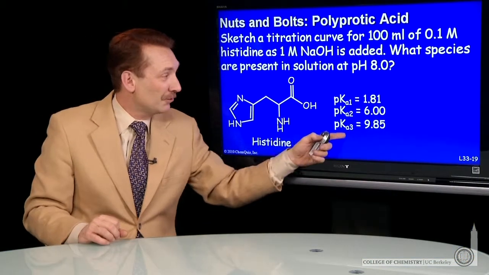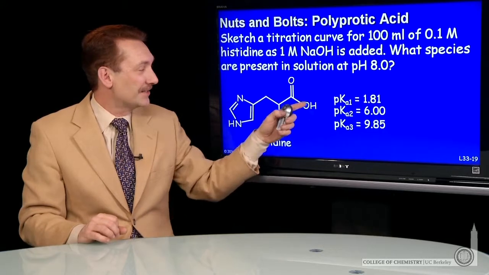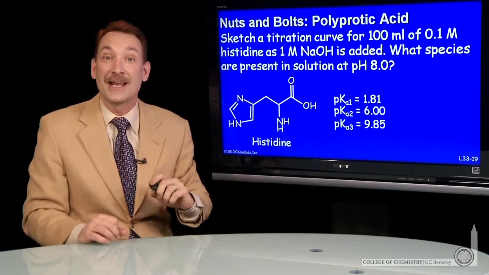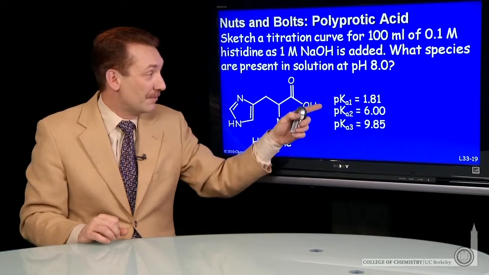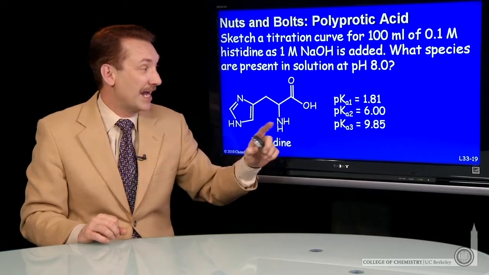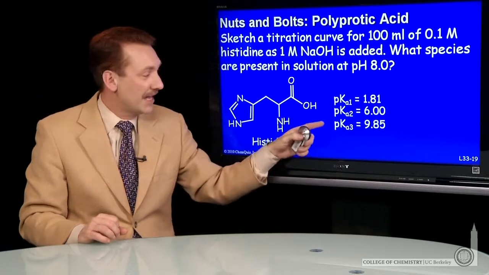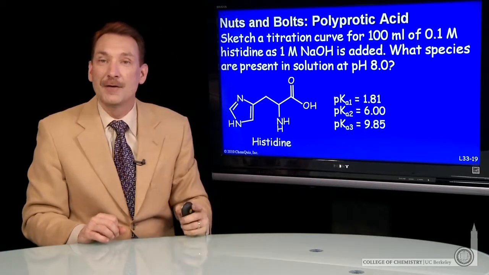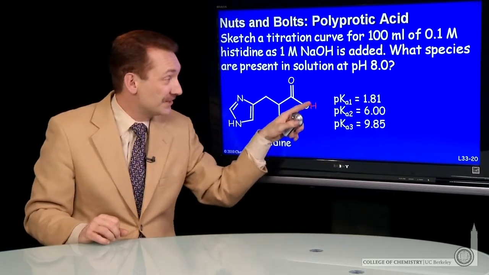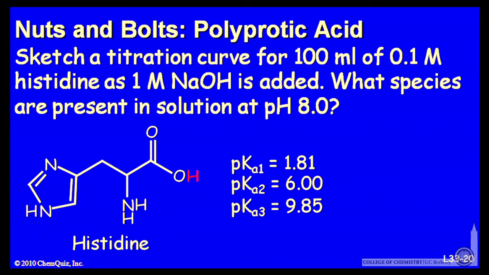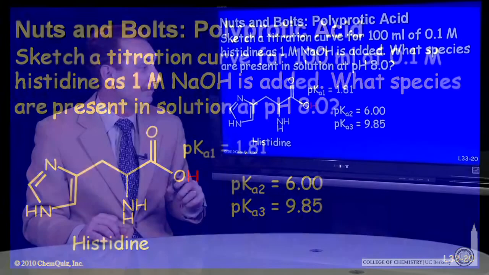So, to begin, we'll look at the 3 sites on the histidine molecule that can contain a removable, acidic proton. There are 3 of them with pKa1 of 1.81, pKa2 of 6, and pKa3 of 9.85. The associated sites are as follows. This is the most acidic proton. It has the lowest pKa, this carboxylic acid group. So this one is associated with pKa1 of 1.81.